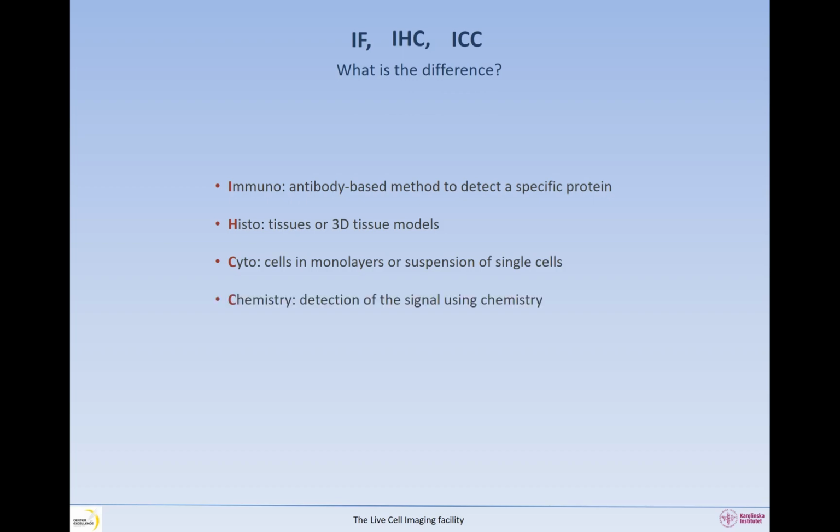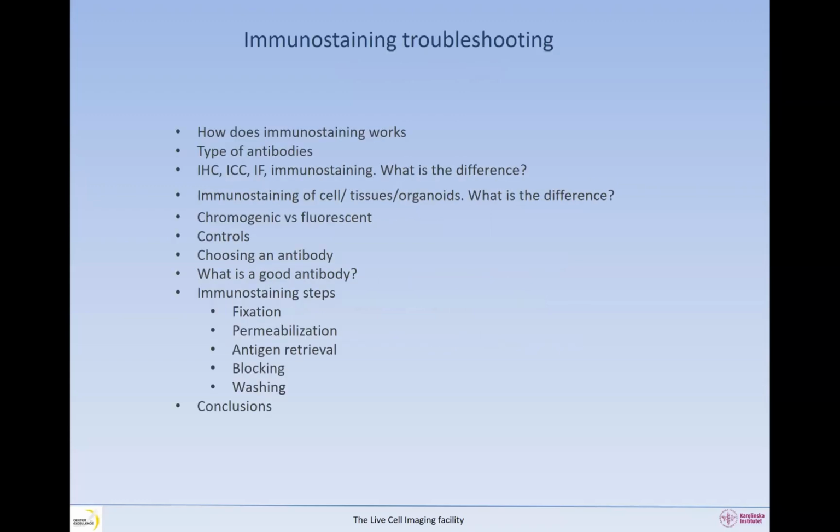And the last letters are C or F, and basically correspond to chemistry or fluorescence. They describe the two methods used to detect antibodies, either using an enzymatic reaction, a chemical method, or a fluorophore, which is the fluorescence method. Now that we know what IHC, ICC, and IF stand for, let's see if we are talking about immunostaining of cells or tissue organoids, is there actually any difference?